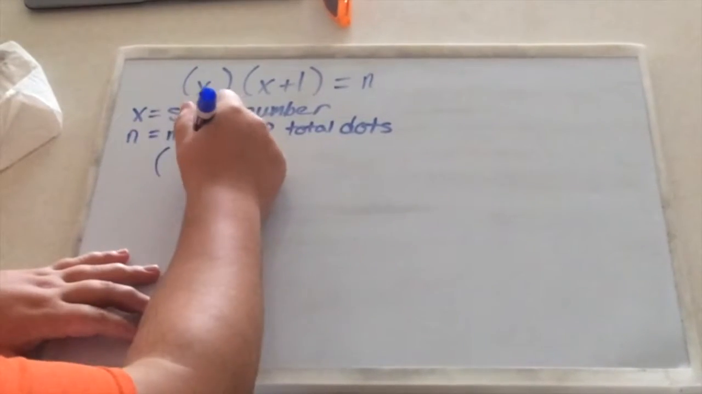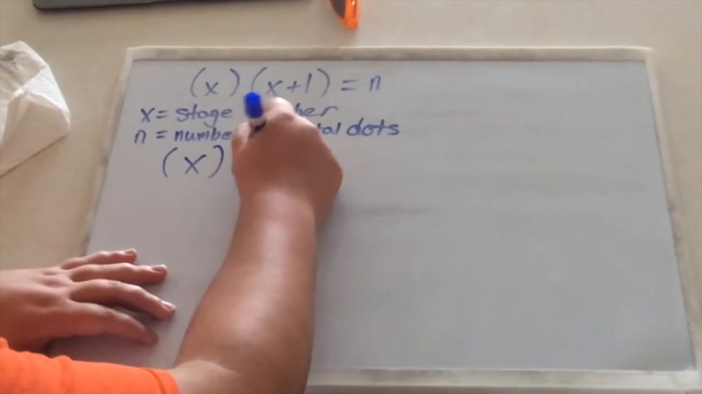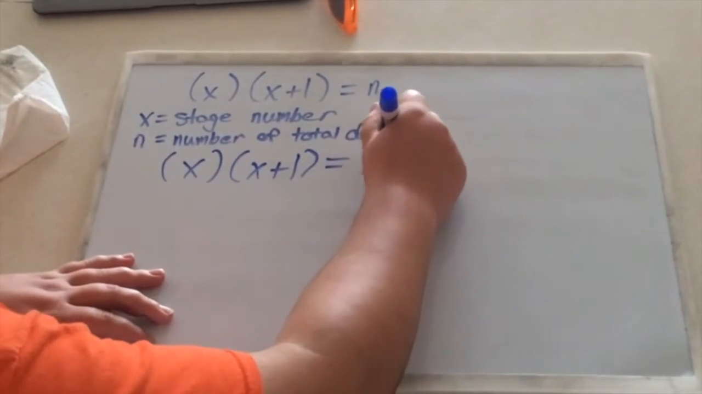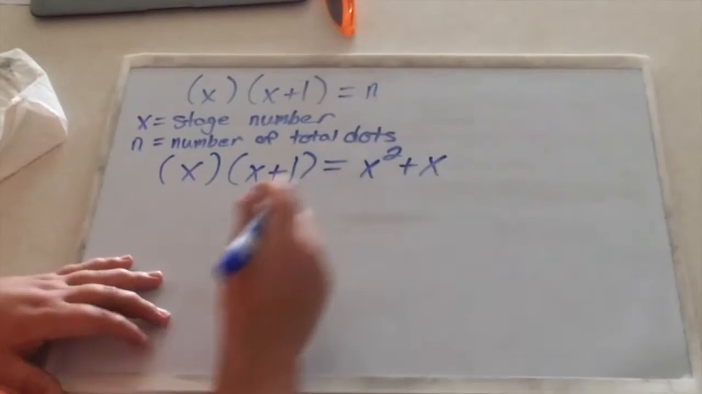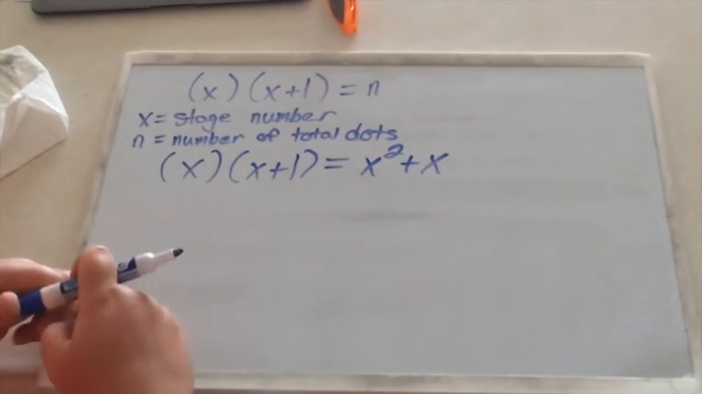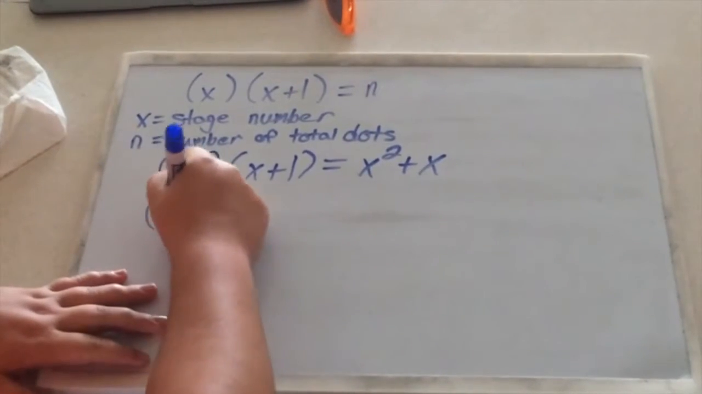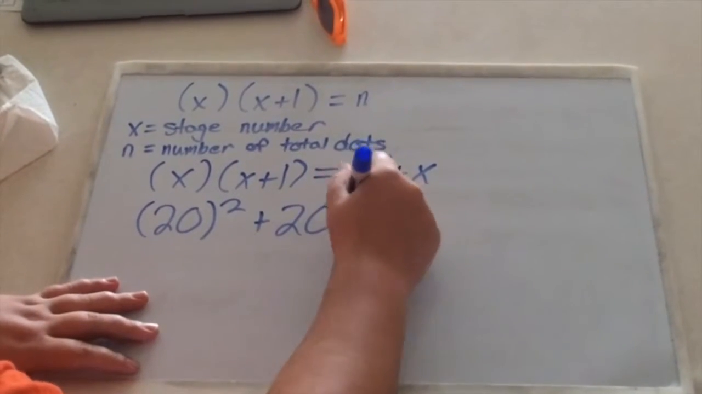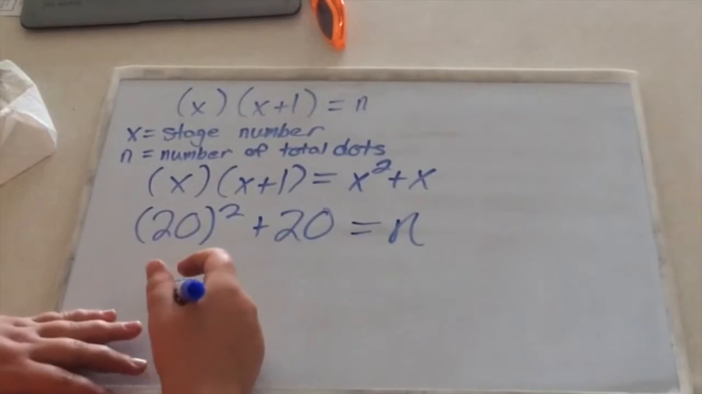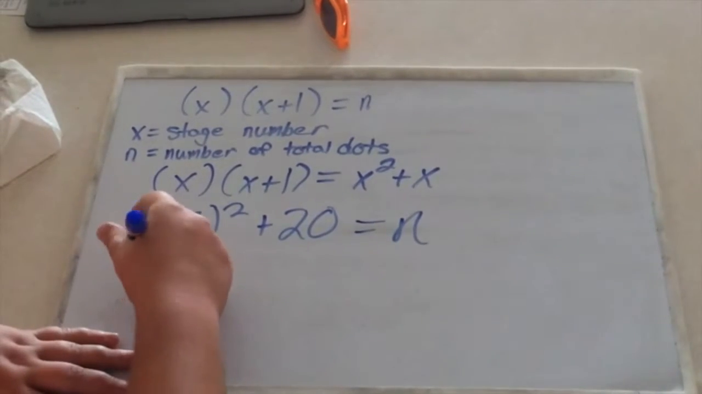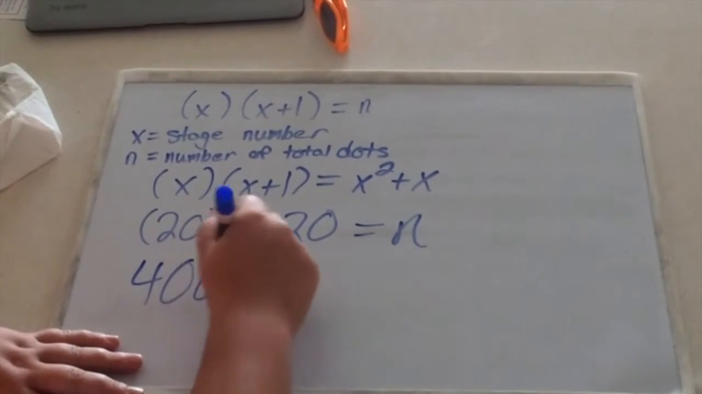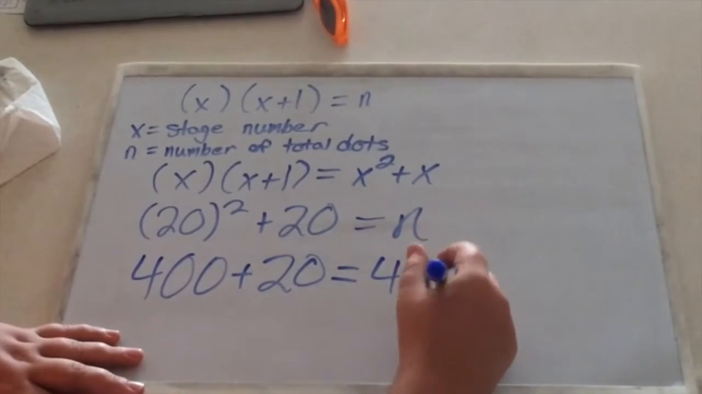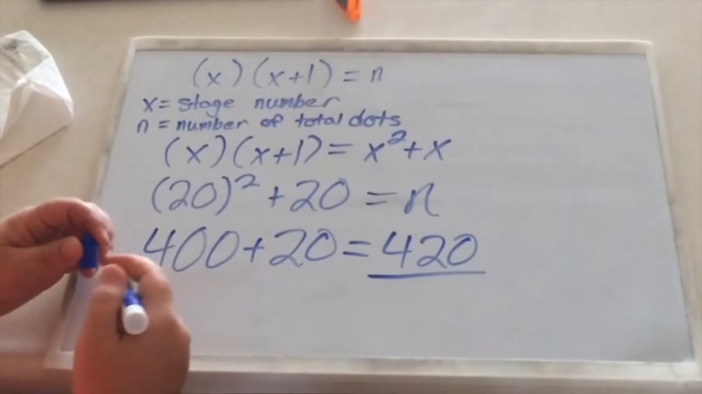So we can rewrite this equation by distributing x to get the equation equal to x squared plus x. The original problem was to solve for the 20th stage, so we can do 20 squared plus 20 is equal to n, which is the total number of dots. So in the end, we get 400 plus 20 equals 420, which is the total number of dots for the 20th stage.